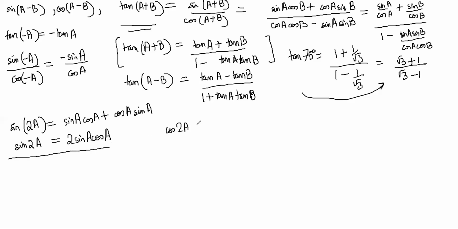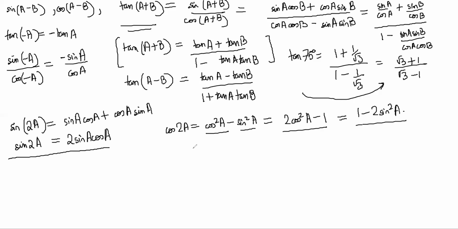Similarly, cos 2a becomes cos a cos b, so cos square a, minus sine a sine b becomes sine square a, right? So it becomes cos square a minus sine square a. You can write it as 2 cos square a minus 1 or 1 minus 2 sine square a. Everyone should convince themselves of all the three versions of this formula. Is everyone seeing how it became cos square minus sine square? You put b is equal to a in cos a plus b formula, right?